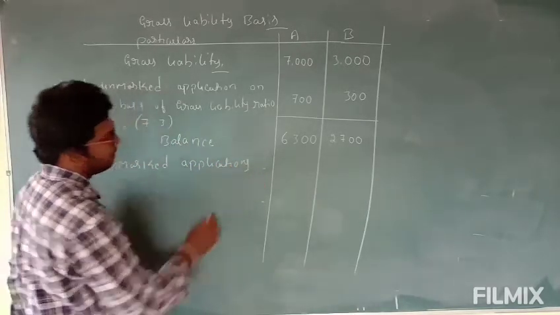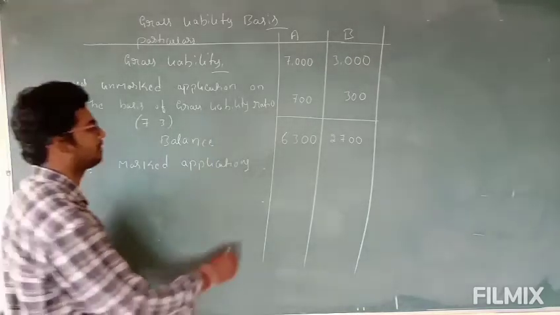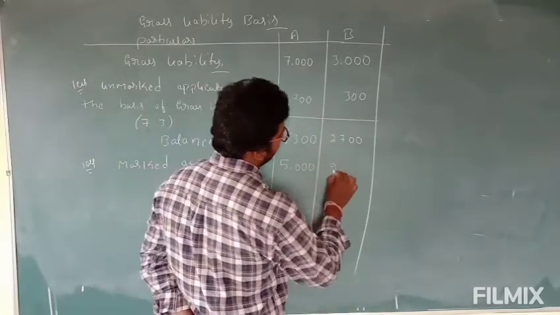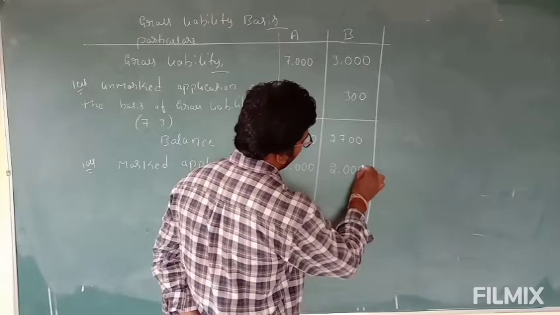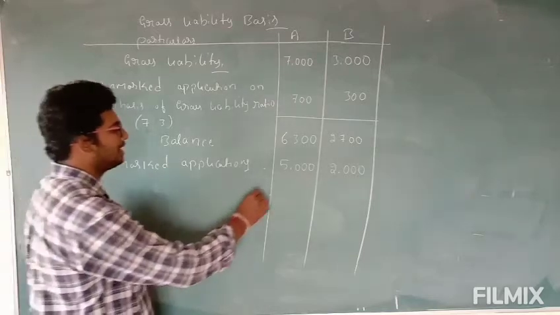So look at the question. What are the marked applications we have in the question? For A and B, it is 5,000 and 2,000. So for A, it is 5,000. For B, it is 2,000. So deduct it. You get the further balance.